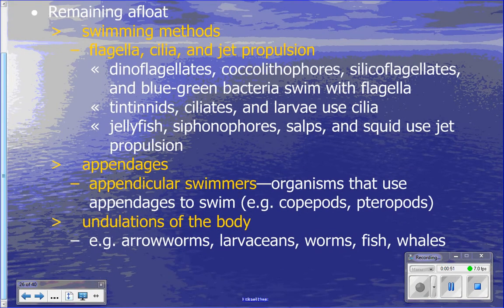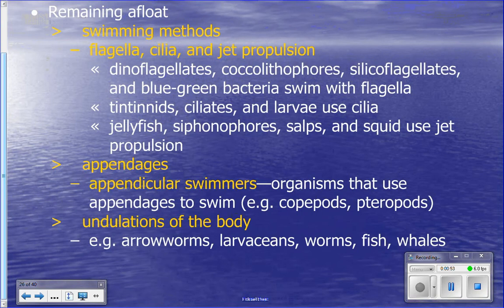How many of you remember what a flagella or cilia is? Like a little tail, yeah. So a flagella is like a whip-like tail that they can use to propel themselves through the water. Cilia are like hair-like extensions that they can use to beat and move through the water as well.